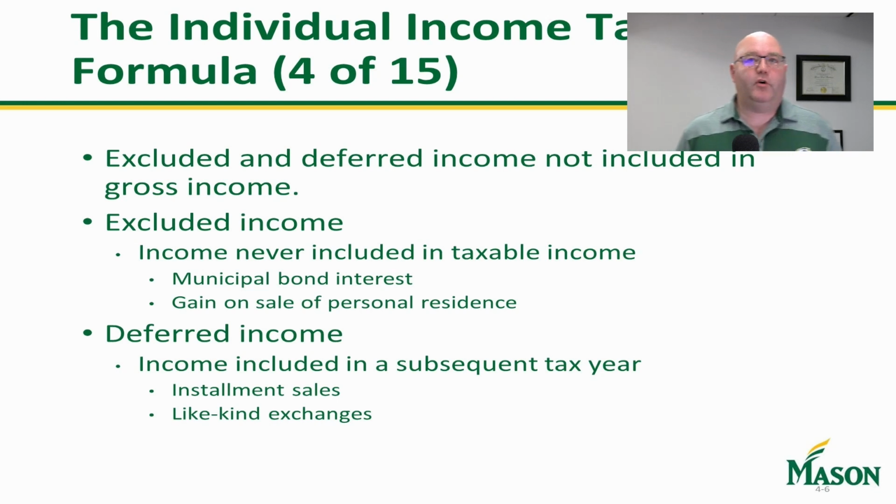Okay, excluded and deferred income is not included in gross income. Excluded income will never be taxed. That's your muni bond interest, gain on the sale of a personal residence under the $500,000 exclusion. I don't know if I've done a Chapter 14 video yet, but if I have, you might want to watch that if you want to learn more about the gain on the sale of a personal residence. Deferred income. So maybe I don't recognize it today, but I will recognize it in the future.